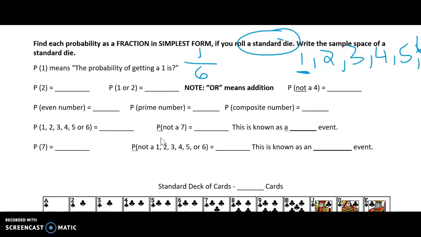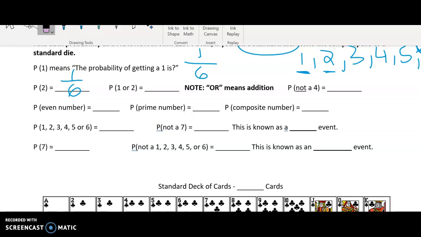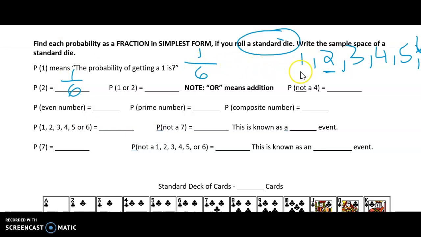Probability of rolling a 2. Well, there's just one 2. So one of them's a 2 and then 6. Now, you can view these as names. They are not values on the dice.